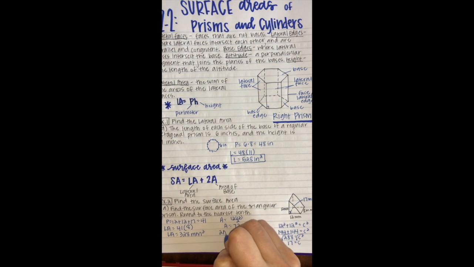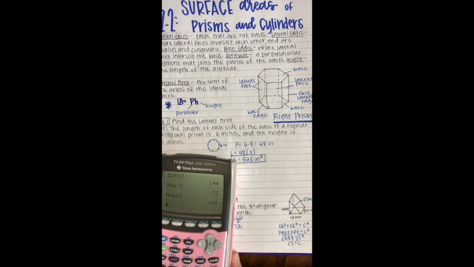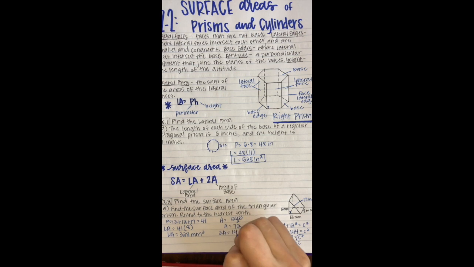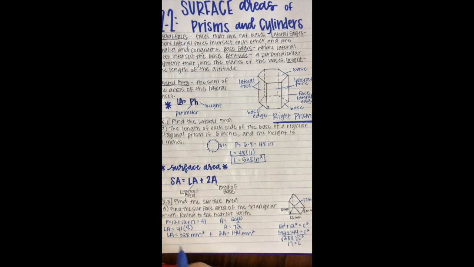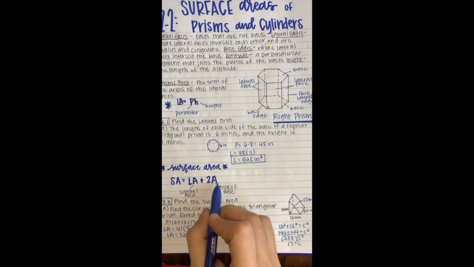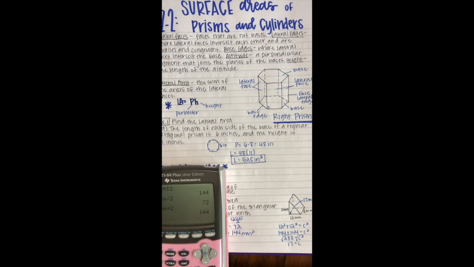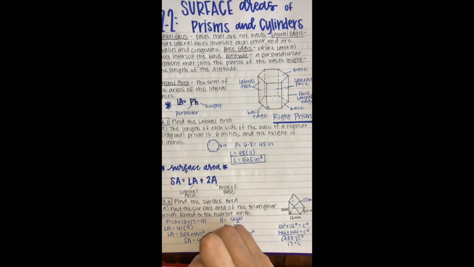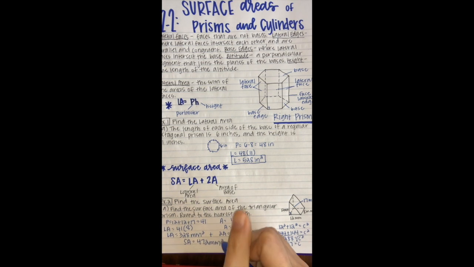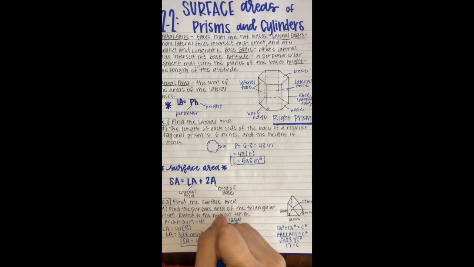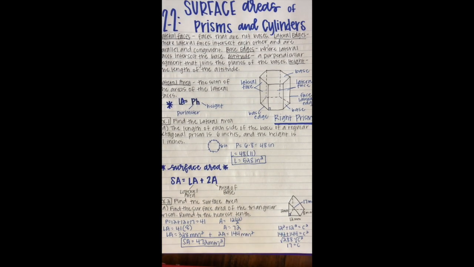Now, 2 areas would just be 2 times 72, which is 144. Again, it's area, so that would be millimeters squared. So basically now we're adding lateral area plus 2 areas of the base to get our surface area. So 144 plus 328 is 472. So our surface area is 472 millimeters squared. Again, it's still surface area, so our units are still squared.